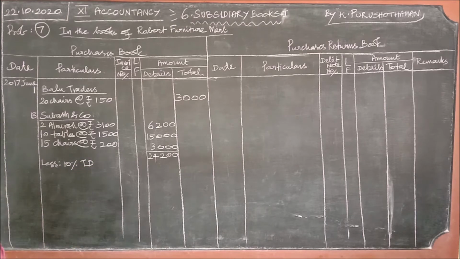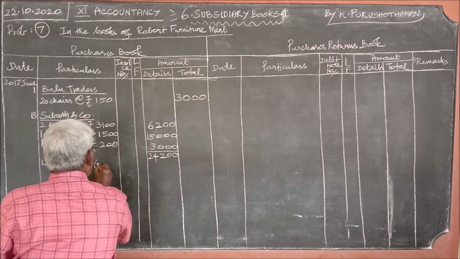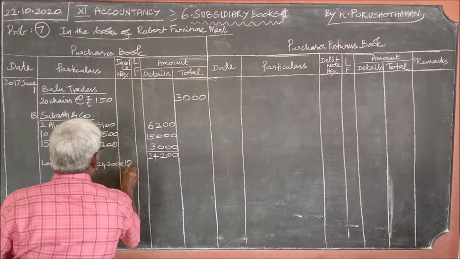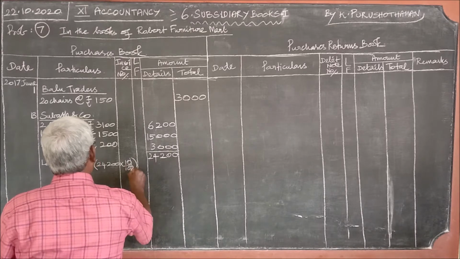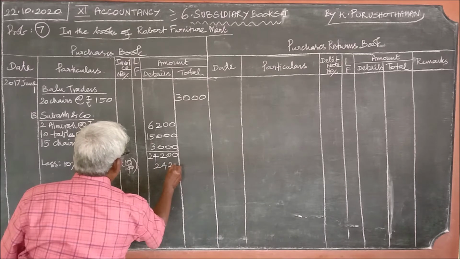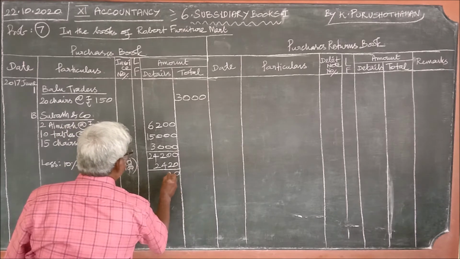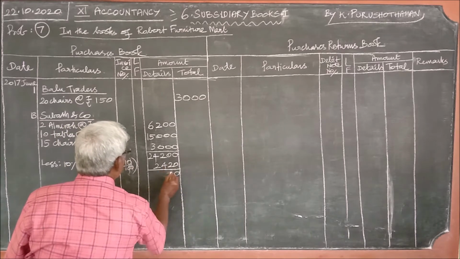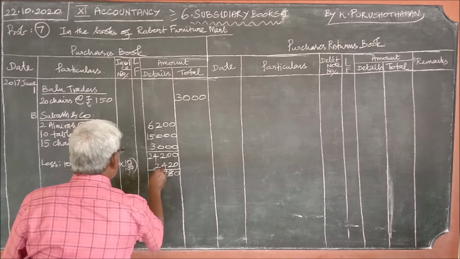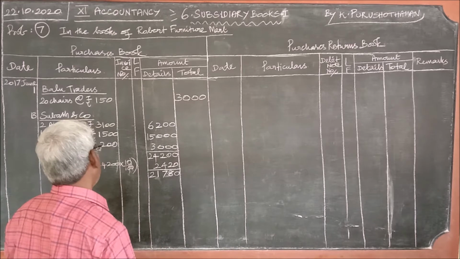Less 10% trade discount. To find out 10%, it is easy: you leave one zero, or else 24,200 into 10 by 100. If you simplify, you will get that answer, 2,420. Less, and 0. 10 minus 2, 8; 11 minus 4, 7; 3 minus 2, 1; 2. 21,780.